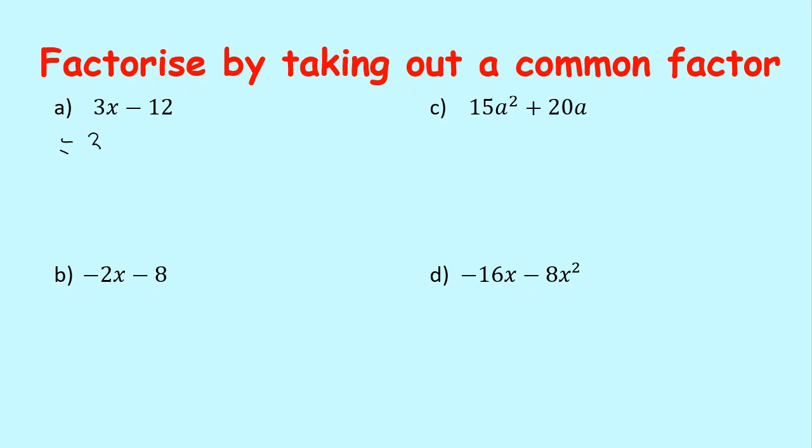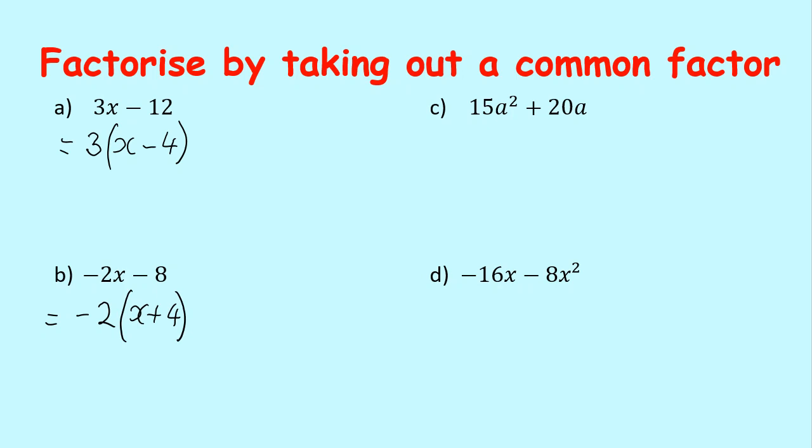In example A, we can see that the common factor of both 3x and 12 is 3. And once we take the 3 out of both terms, we are left with 3 bracket x minus 4 bracket. For example B, we can see that the common factor of both negative 2x and negative 8 is negative 2. And once we take out the negative 2, we will get negative 2 bracket x plus 4 bracket.